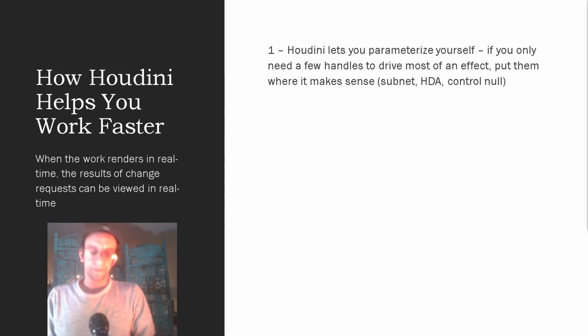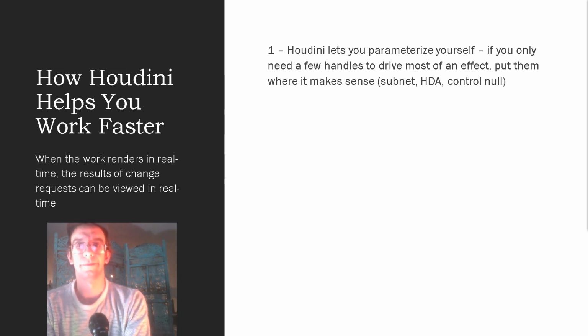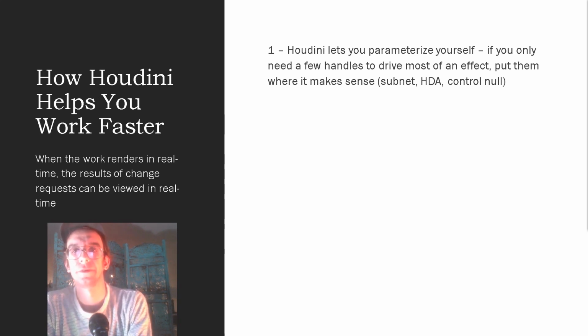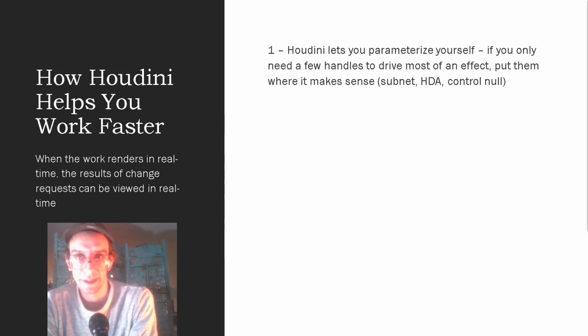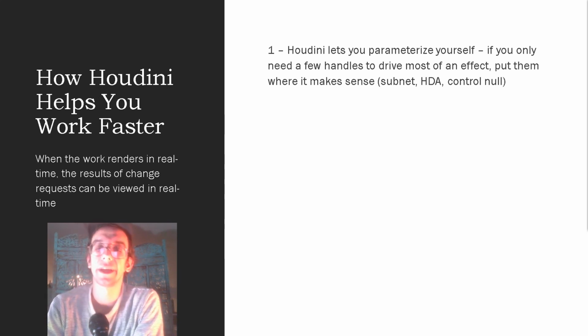So Houdini has, I think, baked into its very way of letting us approach 3D, a lot of strategies for working fast. And one of the core ones that has been up on the screen for a moment now is Houdini lets us parameterize ourselves. So generally with a giant node graph, we don't need to get to all of it. We just need to configure most of it, right? But the parts that we need to get to are going to have a very profound effect. So we can take those handful of controls relative to the amount of controls that are on all of the nodes, and we can put them somewhere that they're easier to get to, whether that's a subnet or an HDA or a control null.